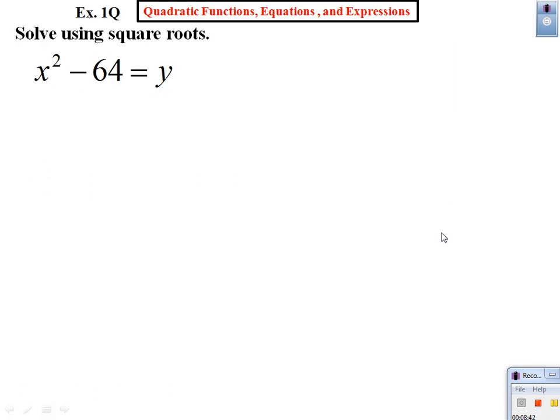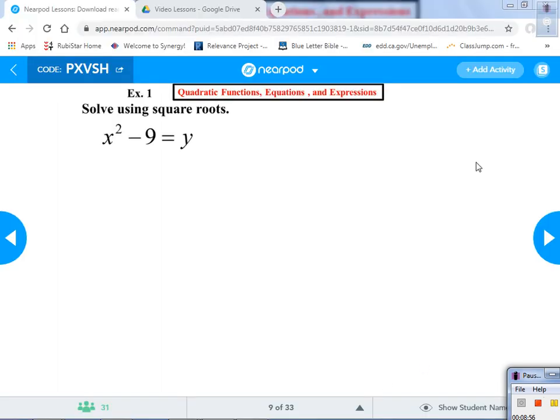All right, here we go. Copy this one on your paper. Example 1. Solve using square roots. X squared minus 9 equals y. Just copy that. Here we go. Writing utensils down. Look up to the screen.